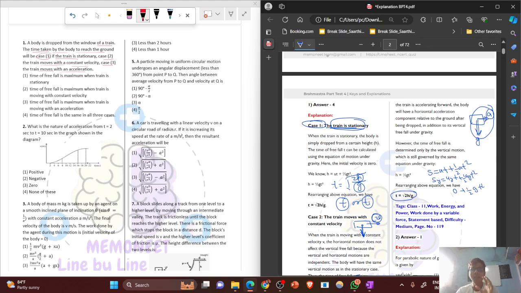What it basically tells is that the vertical direction is unaffected by the horizontal direction. If the train is moving in the horizontal direction, and you are dropping the ball in the vertical direction, then the time is given by square root of 2h by g in the vertical direction. I am not talking about the horizontal direction. The train is moving in the horizontal direction and we are dropping the ball in the vertical direction.